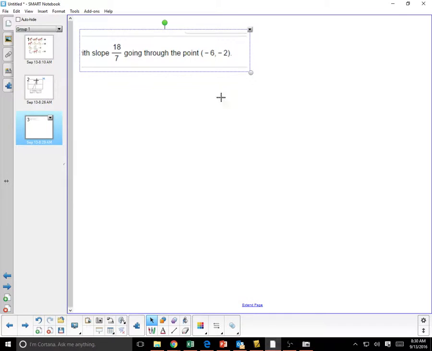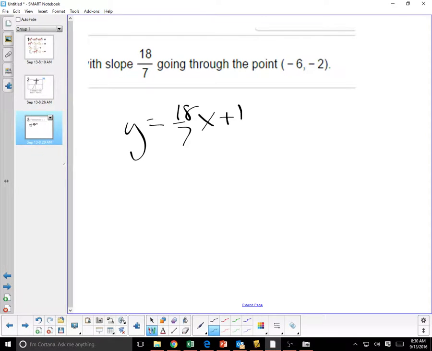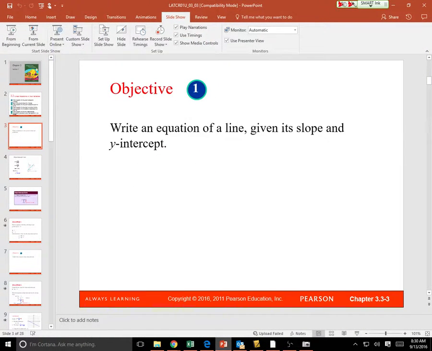So here's what I'm going to do. I just grab that information, because what I first want to do is to get an equation, right? So I'm going to first make an equation, and I know it has to say y equals 18 over 7 x plus b, correct? Now, -6 comma -2. If I want to solve for b, I need to plug those points in. -2 goes in for the y, and, whoa, that's not correct. Stop.